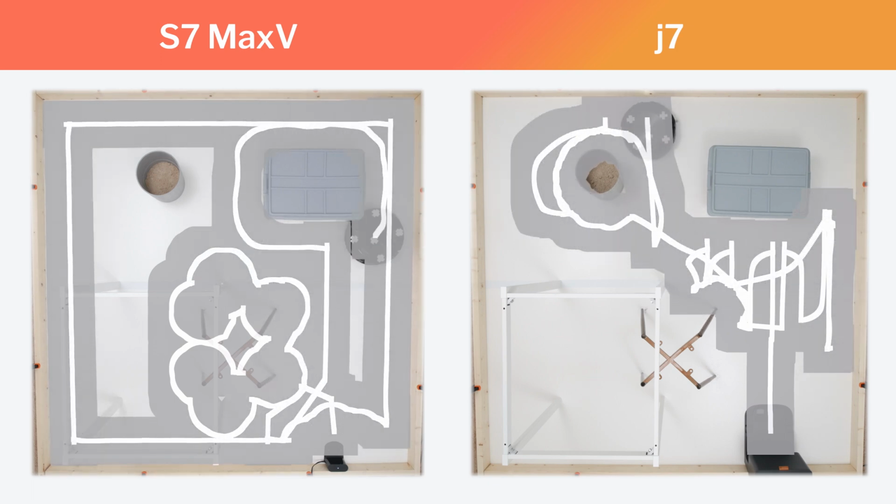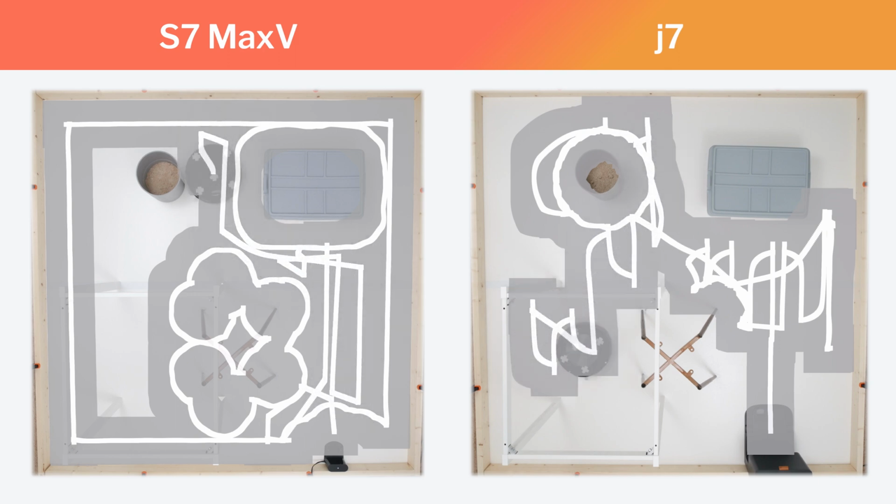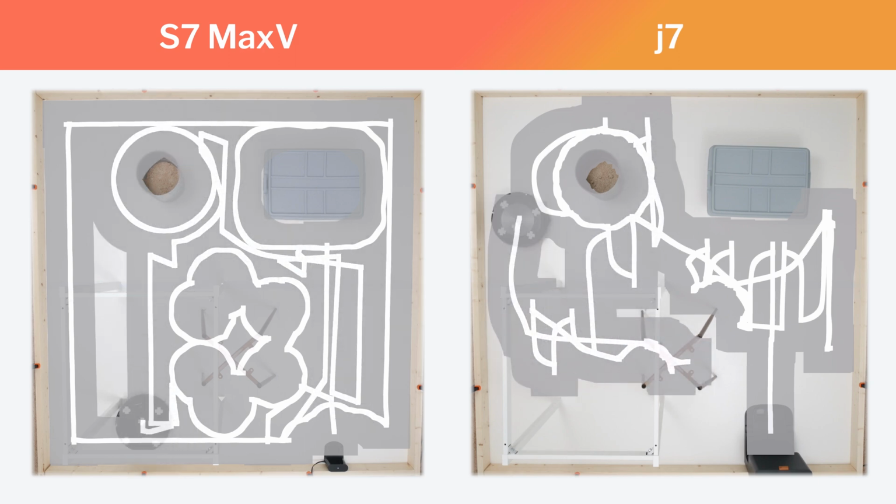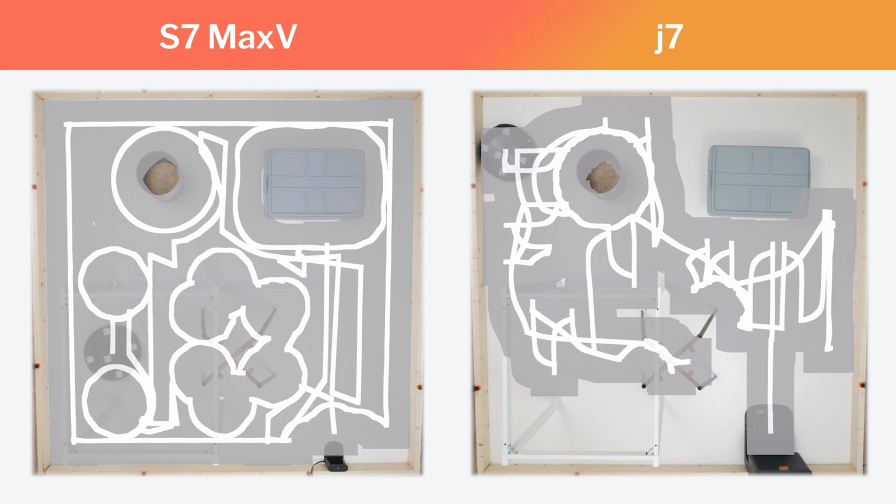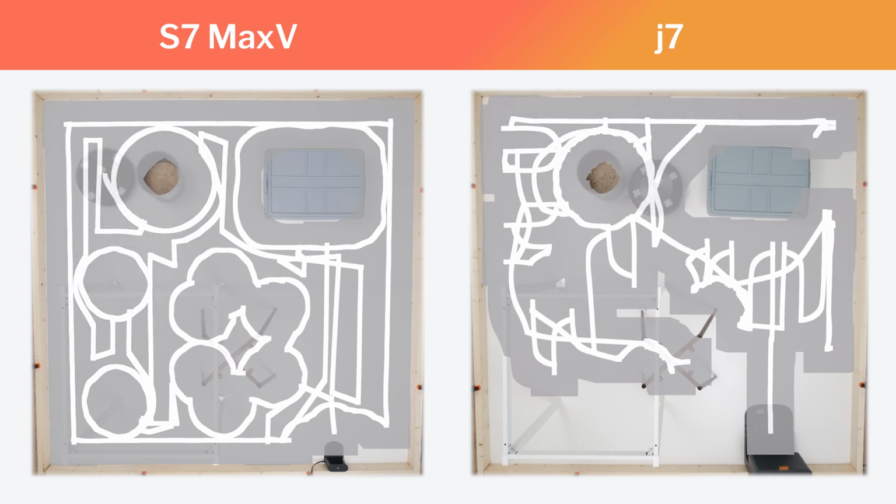The difference in cleaning precision and efficiency between these two models is clearly demonstrated in our cluttered room navigation test. Note the clean, efficient lines of the S7 MaxV versus the much more erratic pathing of the J7. The winner here is the S7 MaxV.